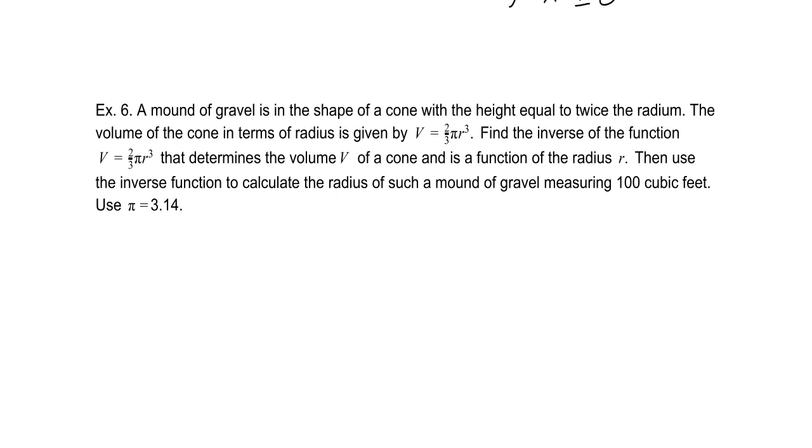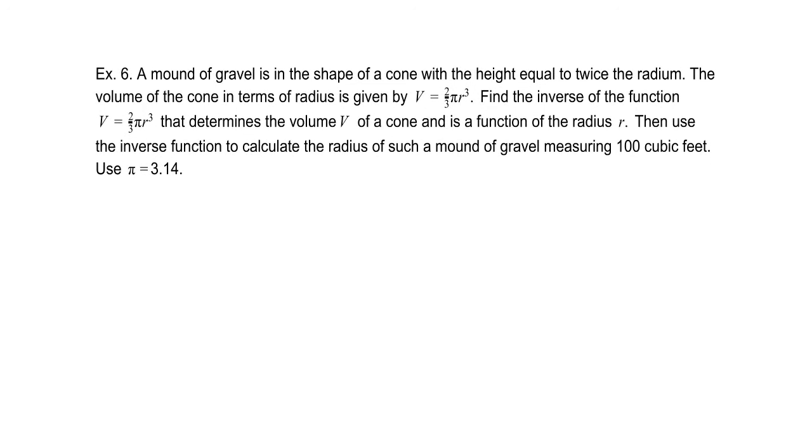Example 6. A mound of gravel is in the shape of a cone with a height equal to twice the radius. The volume of the cone in terms of the radius is given by V equals 2/3 pi r cubed. Find the inverse of the function that determines the volume as a function of r. Then use the inverse function to calculate the radius of such an amount of gravel measuring 100 cubic feet. Let's not use pi equals 3.14, let's use an actual value from a calculator.